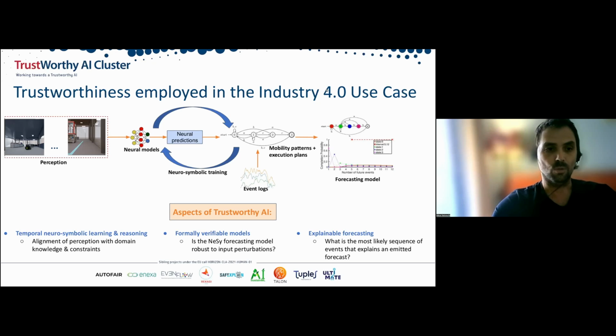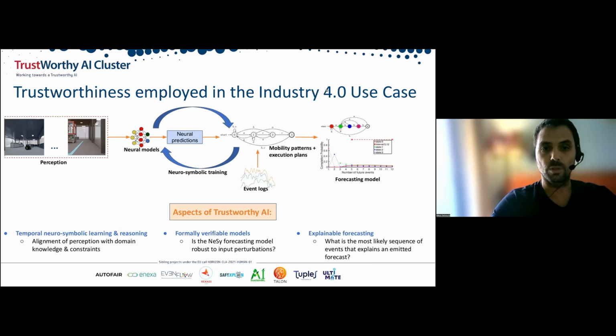So the aspects of trustworthiness here is, of course, first of all, temporal neurosymbolic learning and reasoning, which is an arsenal of techniques towards trustworthy AI, mostly because they allow for more interpretable techniques and the alignment of perception with domain knowledge and constraints. So we are also working on formally verifiable models.